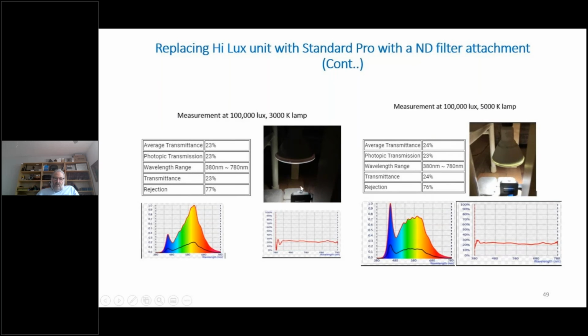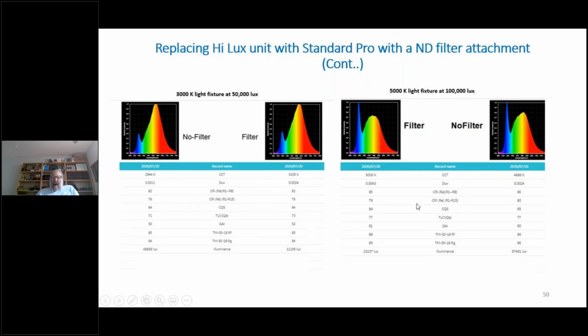And then we measured the spectrum with and without the filter. And what we found is that the TM30 values are not affected. So here, this is a 3000 Kelvin lamp. Filter, no filter, we have similar TM30 values, 85, 85, 94, 94. And for 5000, we have 86, 86 Rf and 95, 96 Rg. So the TM30 values are not changed by the presence of the filter.